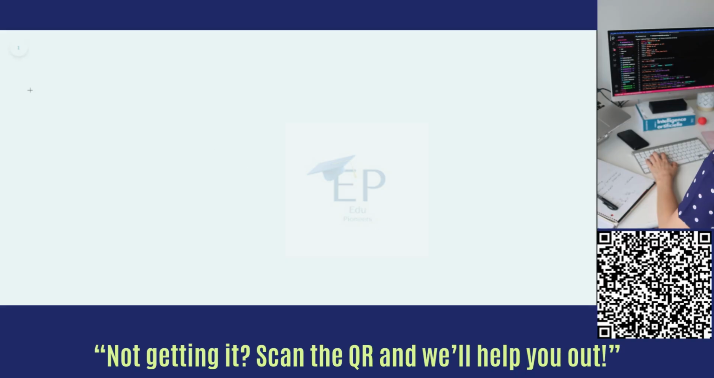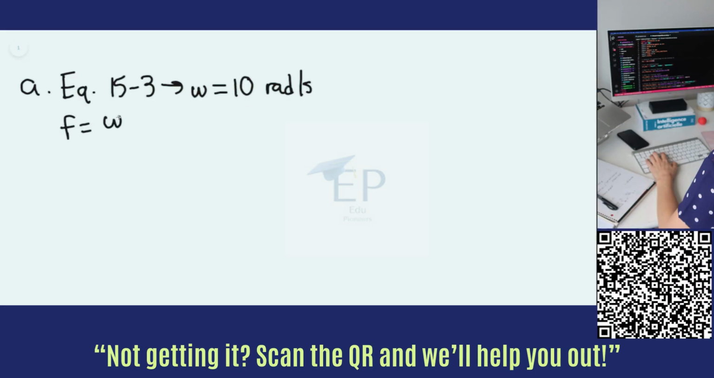So here for part A, we're going to compare the given equation with equation 15.3. Comparing the given equation with equation 15.3, we see that the angular frequency is 10 radians per second, and we can say that the frequency would then be equal to the angular frequency divided by 2 pi, and so this is equaling 1.6 hertz approximately. This would be our frequency of oscillations for part A.